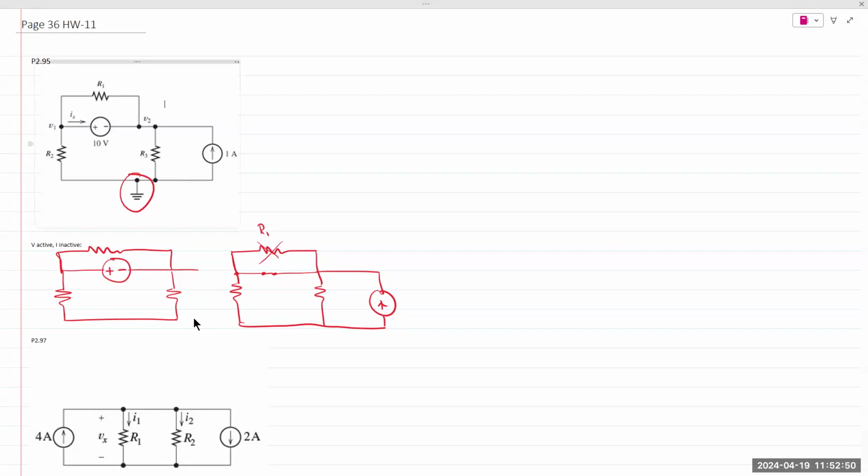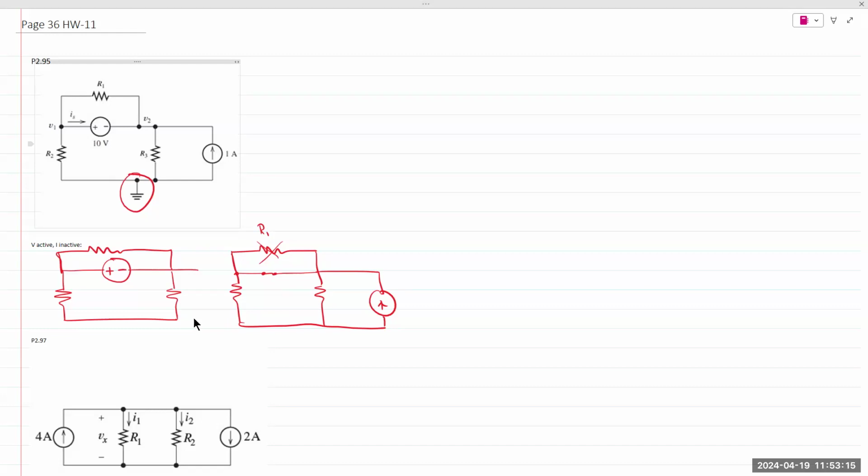Okay. But coming back to the second circuit where current source is active, what do we see? R1 is removed from the circuit. You only have R2 and R3 in parallel with the current source. It's the exact same circuit as the previous example. So this is more than half the solution.